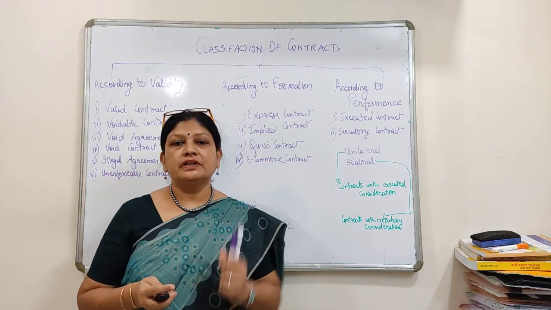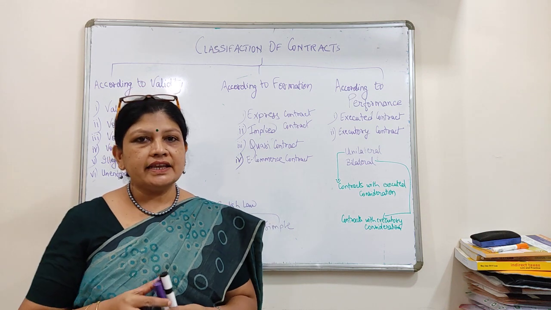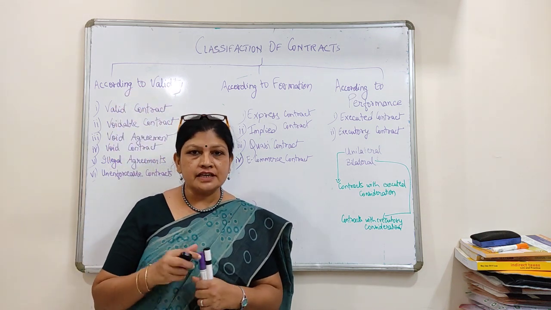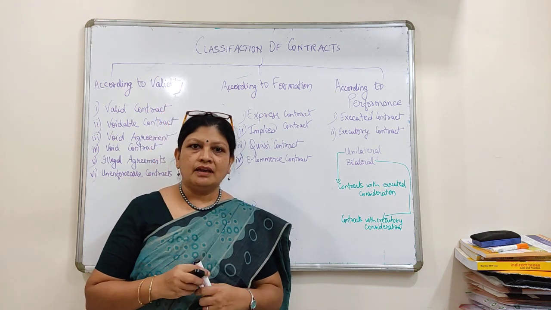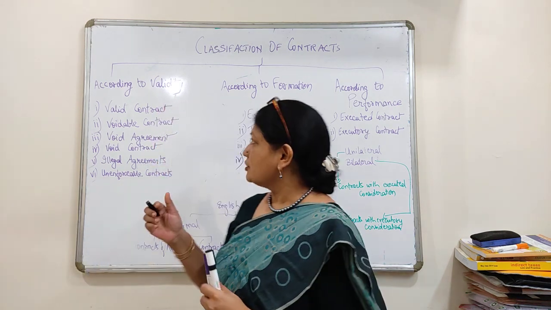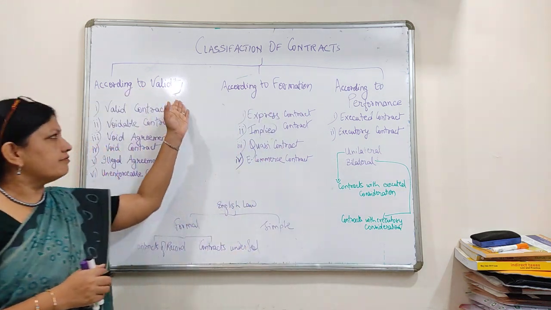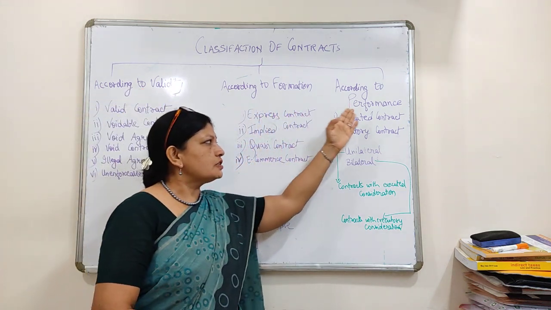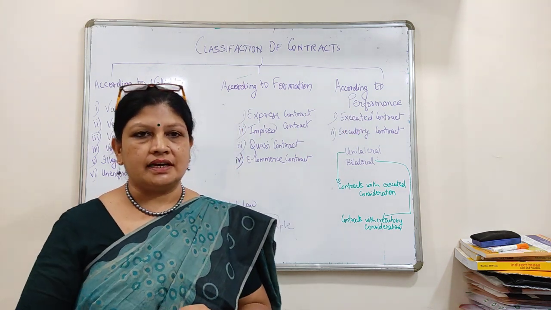Today I am going to cover the topic classification of contract. In the last lecture, we had discussed the essentials of valid contract, the 9 essentials, and today we will be covering classification of contract. The contracts are classified on the basis of validity, on the basis of formation, and on the basis of performance. Why this classification is necessary?